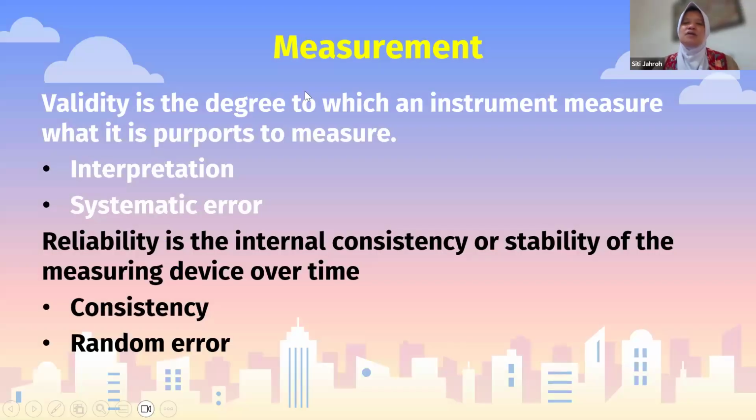Okay, and then as for the measurement, validity. What is validity? Validity is the degree to which an instrument measures what it is purposed to measure. So the interpretation, the systematic error. Reliability is the internal consistency. Reliability is about the consistency or stability of the measuring device over time. Consistency, random error, that's for reliability. Validity is more on the interpretation, systematic error.